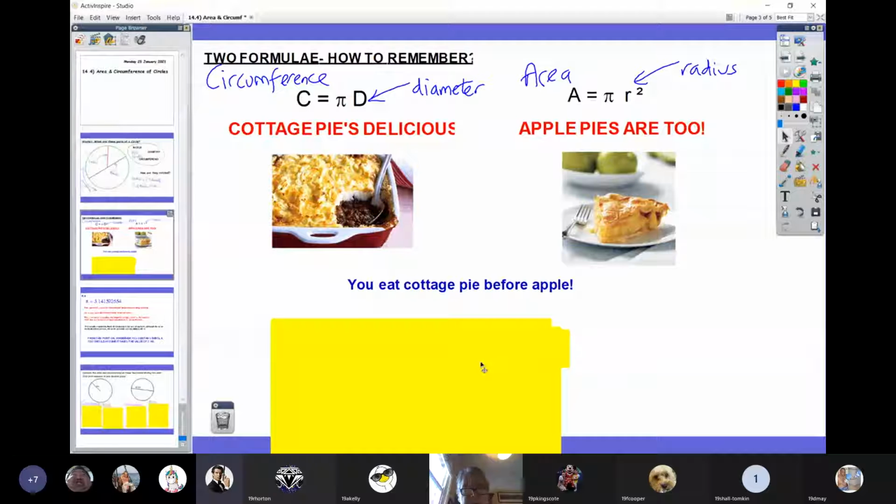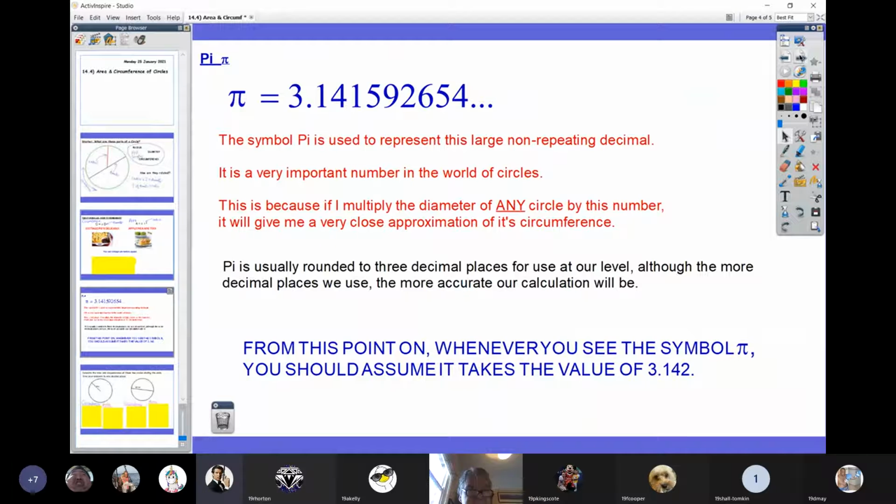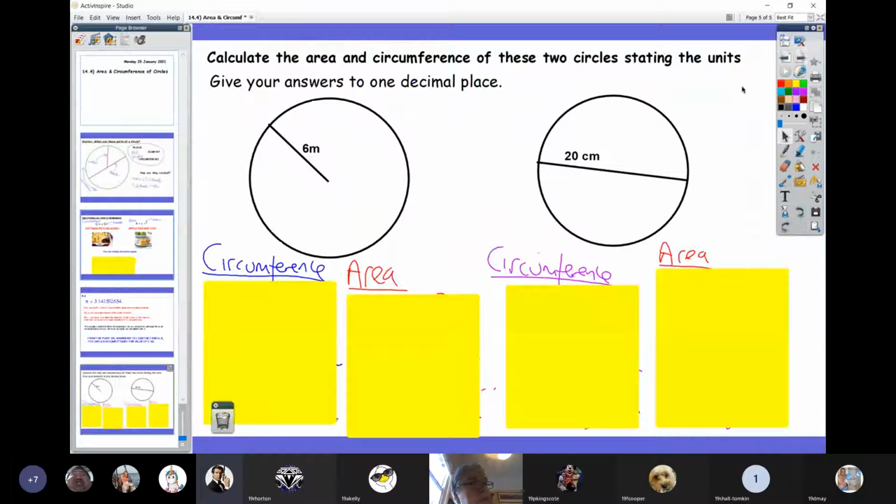Okay, so we've mentioned that pi is a number just a bit bigger than 3. And all I want to do now is just to model the various questions that could come up.